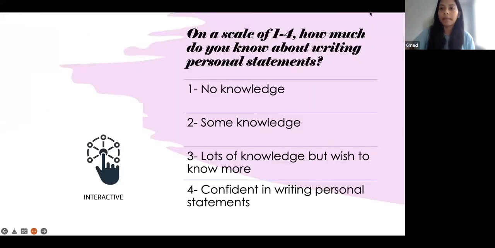Okay. So if we're happy with all of that, this is the first question. If you want to type your answers in the chat box, you can just write 1, 2, 3, or 4. On a scale of 1 to 4, how much do you know about writing personal statements? 1 is no knowledge at all at the moment. 2 is some knowledge. 3, you know a lot about it, but you want to find out more. And 4, you're confident in writing personal statements. So if you could just type in 1, 2, 3, or 4.